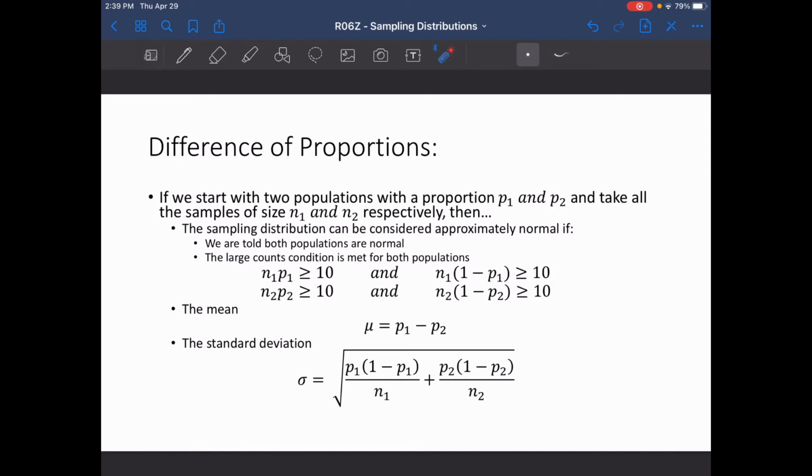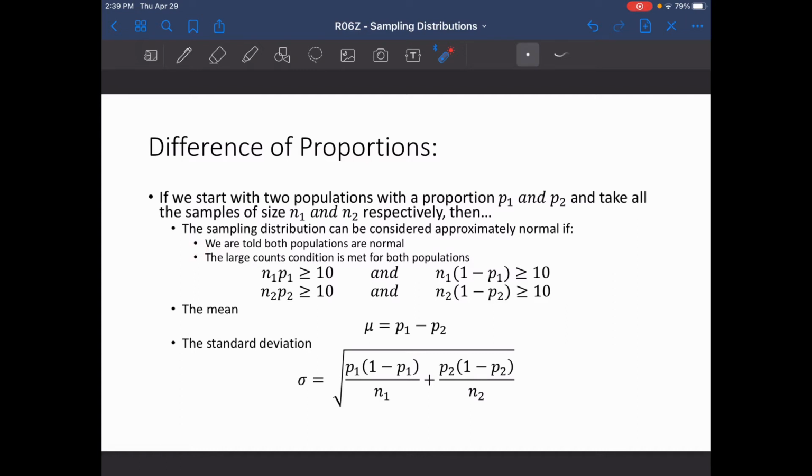We also have this idea of a difference of proportions. So moving past just finding the sampling distributions for proportions or just means, we now have the difference of proportions. If we start with two populations with a proportion of P1 and P2 and take all the samples of size N1 and N2 respectively, then the sampling distribution can be considered approximately normal if we are told both populations are normal, and that has to be both populations, not just one of them.